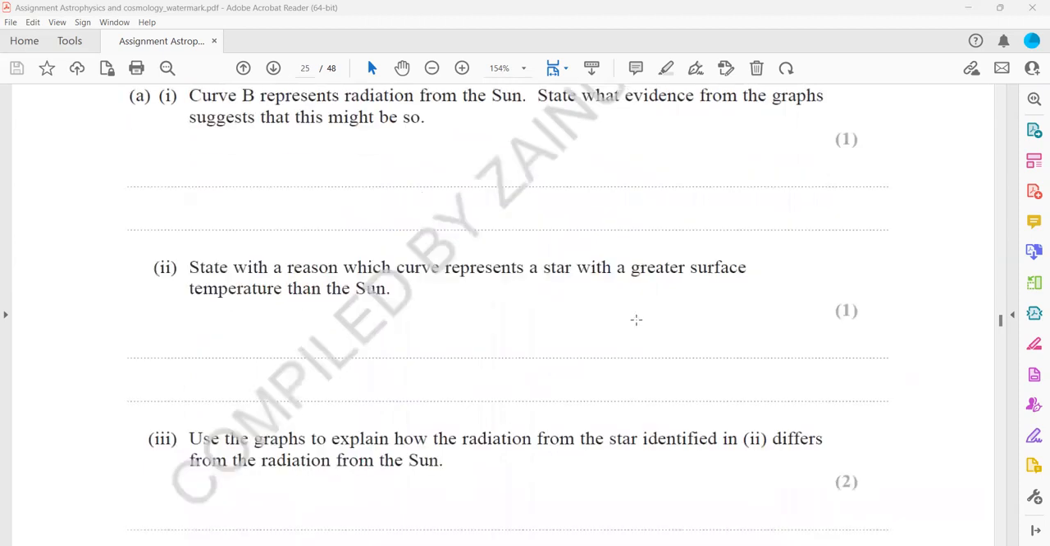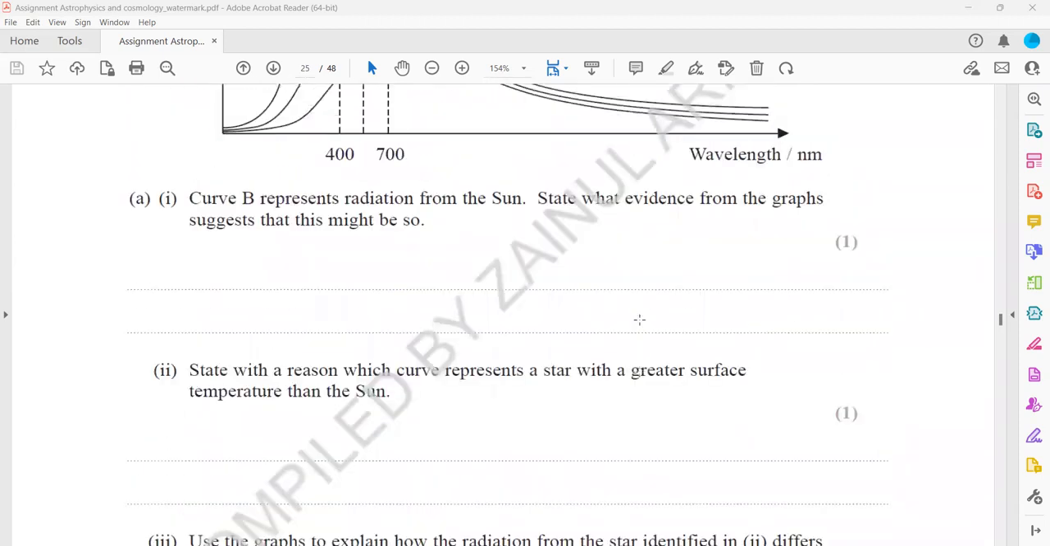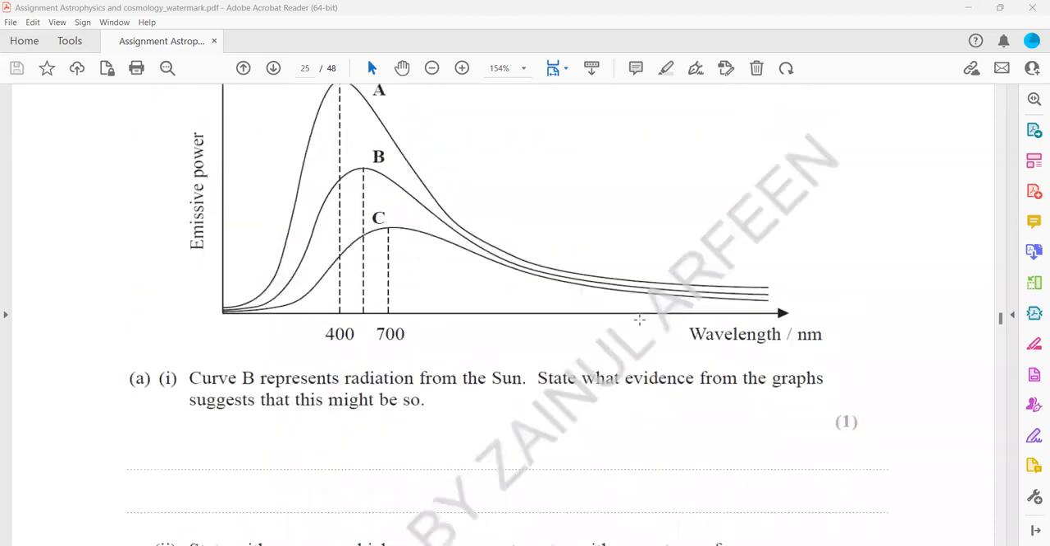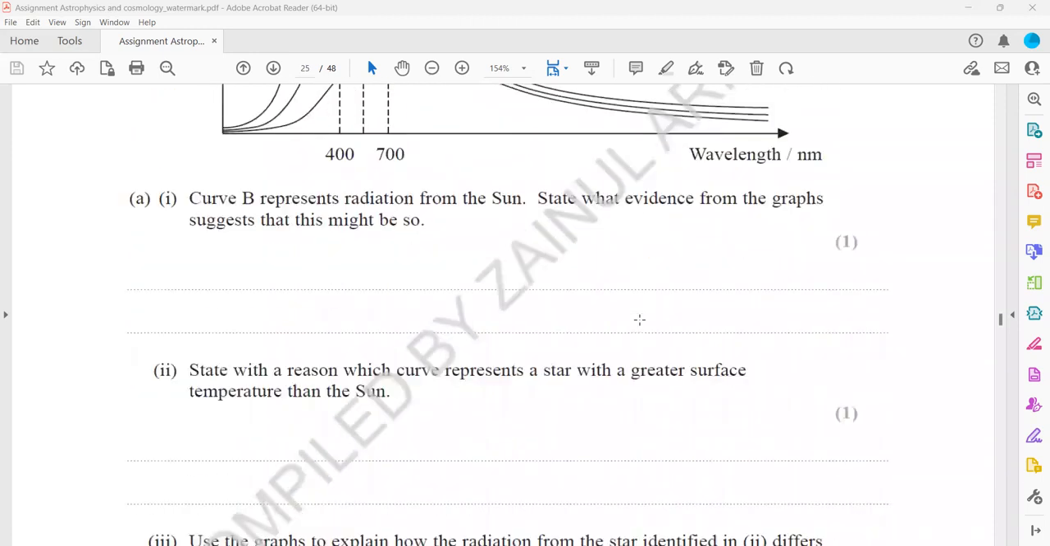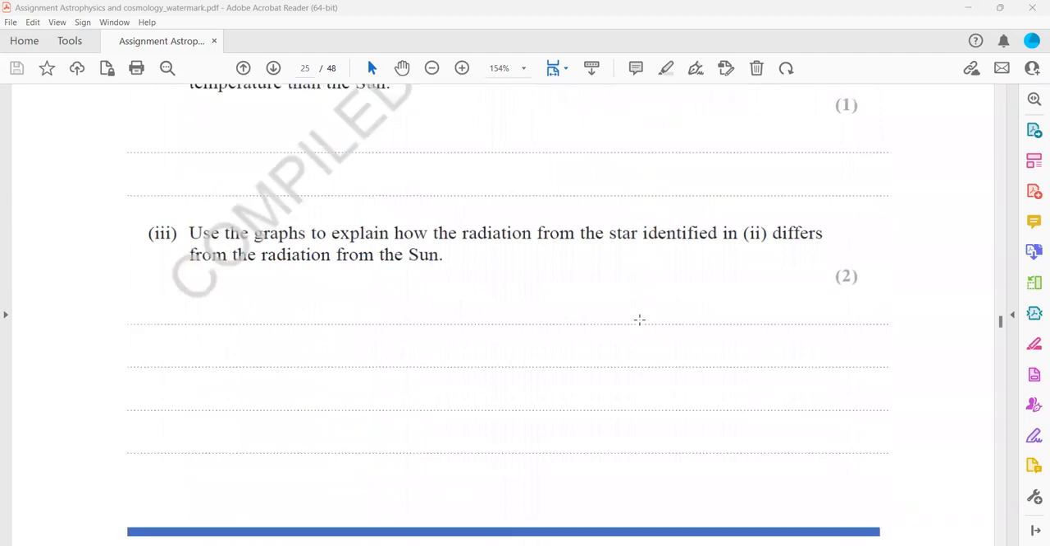State with a reason which curve represents the star with the greater surface temperature. That is A, because of the shorter wavelength, so higher temperature, as they're inversely proportional.